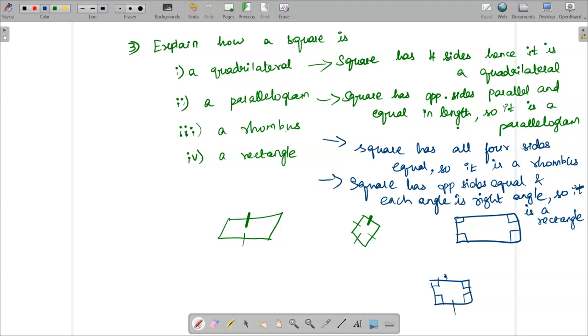So a square can be called a quadrilateral, a square can be a parallelogram, a square can be a rhombus, a square can be a rectangle. Okay, thank you, thanks for watching.